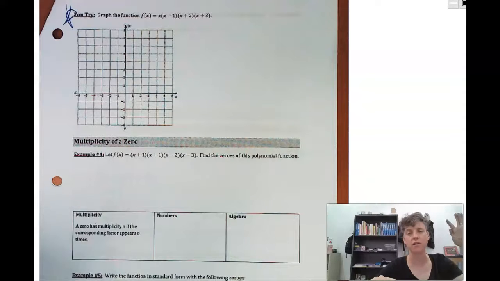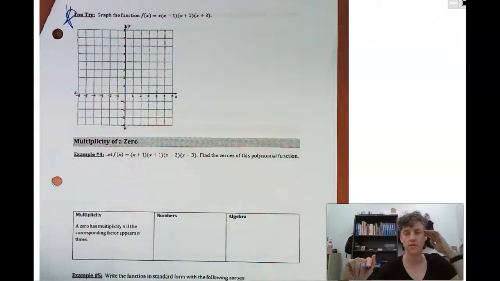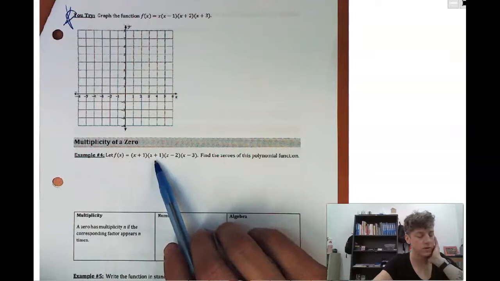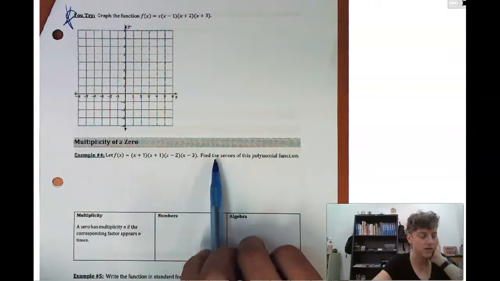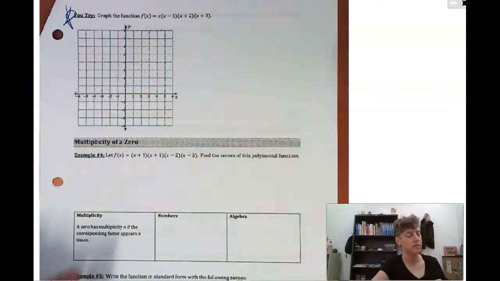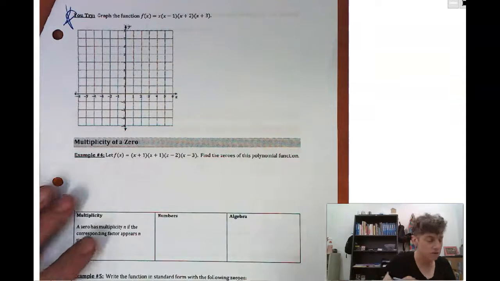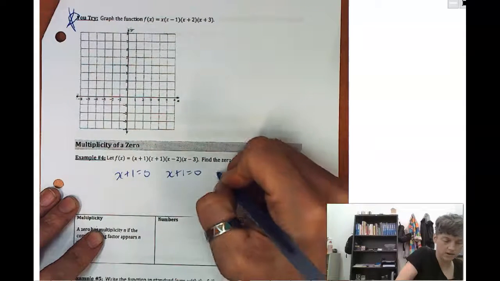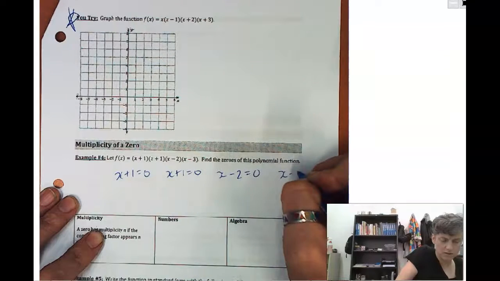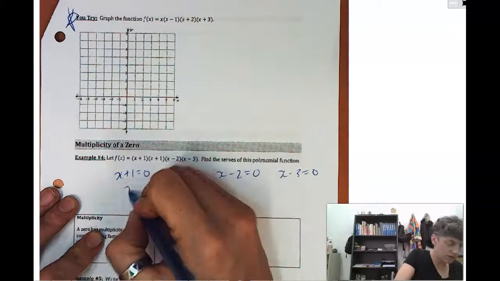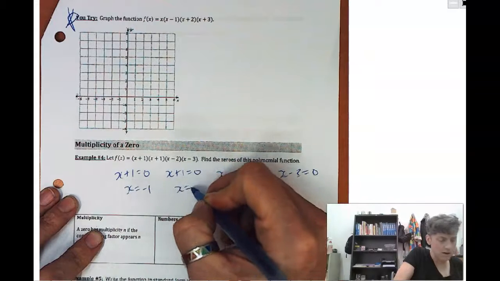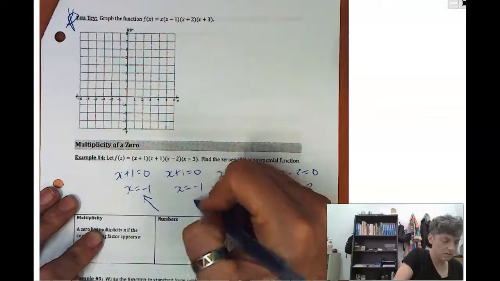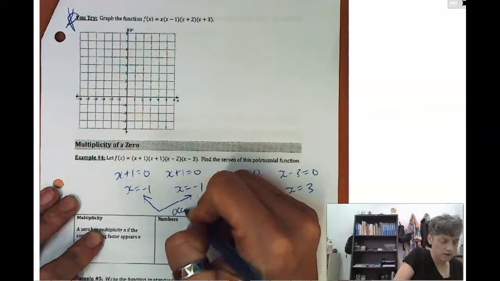All right, now let's talk about the multiplicity of a zero. So we're going to start with this example. Let f of x equal (x plus 1)(x plus 1)(x minus 2)(x minus 3). Find the zeros of this polynomial function. How do we find zeros? Well, we set each factor equal to 0. So we've got x plus 1 equals 0, x plus 1 equals 0, x minus 2 equals 0, and x minus 3 equals 0. If we solve this, we get x equals negative 1, x equals negative 1, x equals positive 2, x equals positive 3. We notice that this 0 here occurs twice.